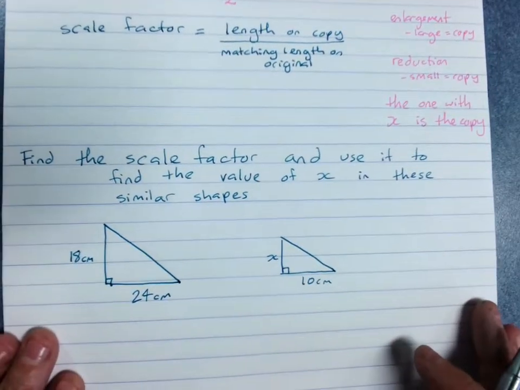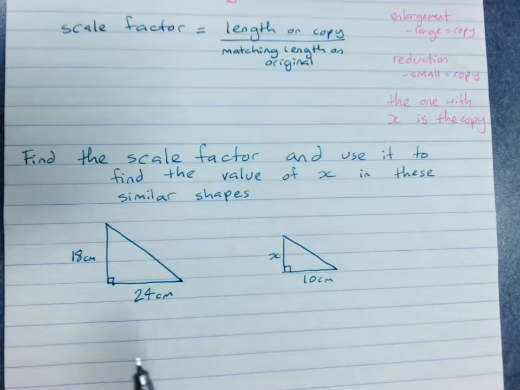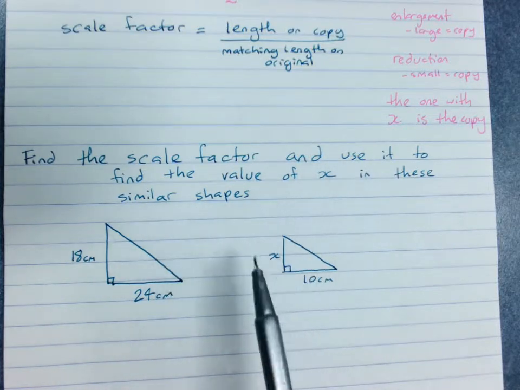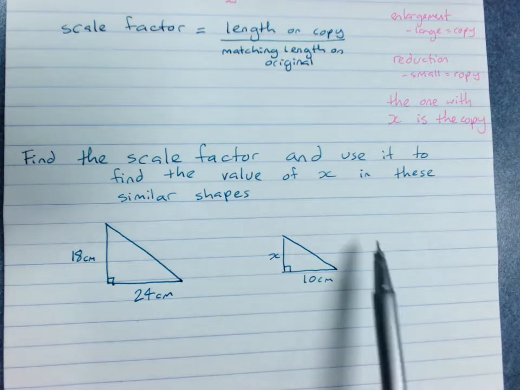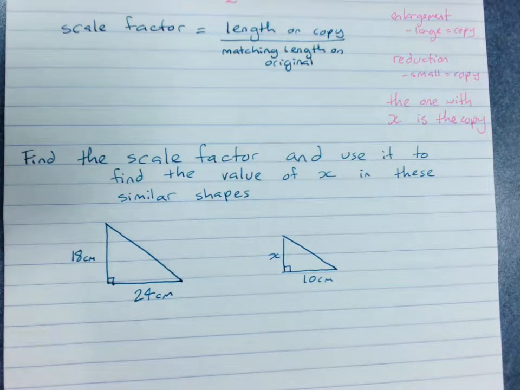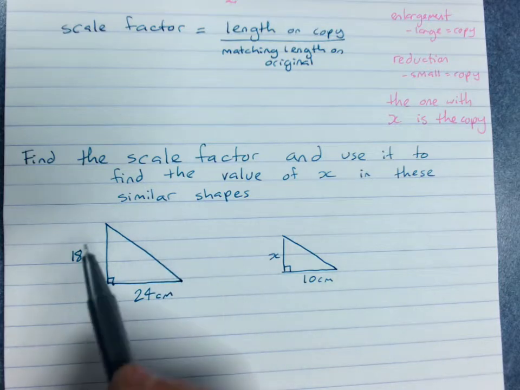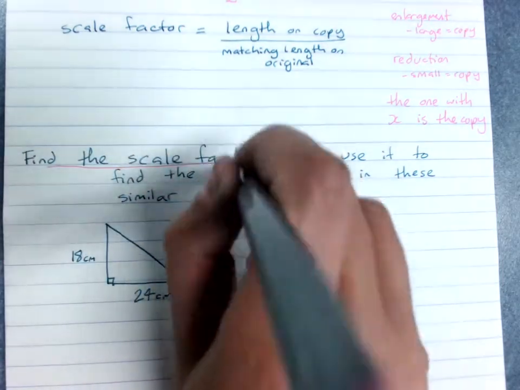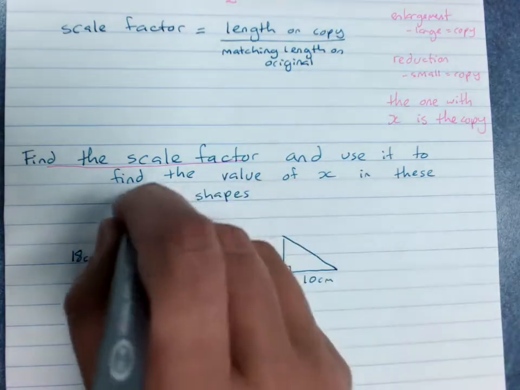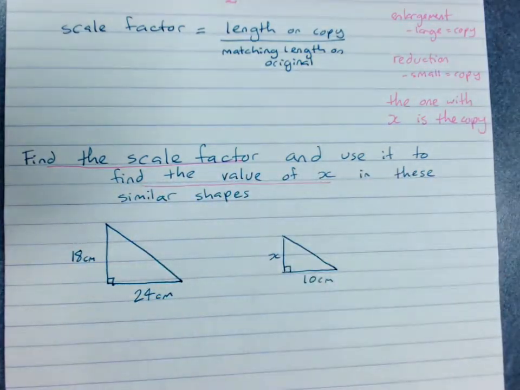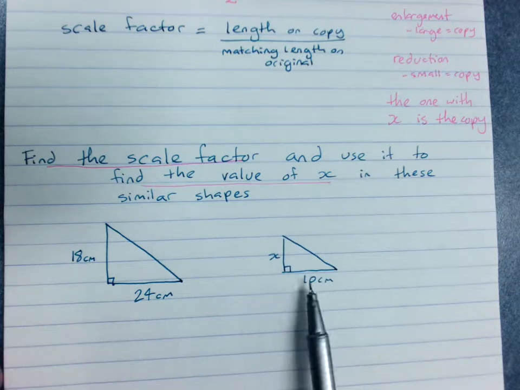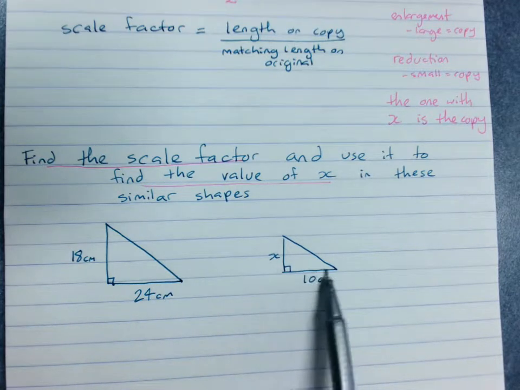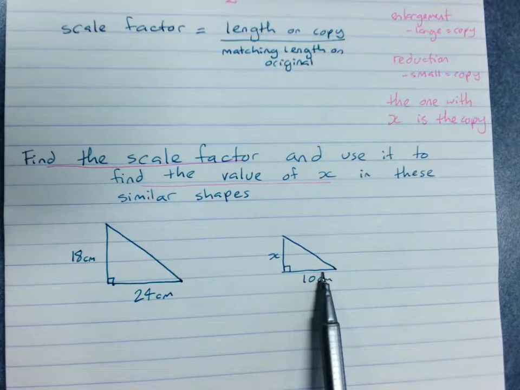So in this question here, find the scale factor and use it to find the value of X in these similar shapes. So we do have to know that the shapes are similar to use the scale factor to find an unknown. And there's again 2 types of questions here. We might just get asked to find a scale factor. We might get asked to use it to find an unknown value. So they haven't said if this was an enlargement or a reduction, but the one with X is the copy.